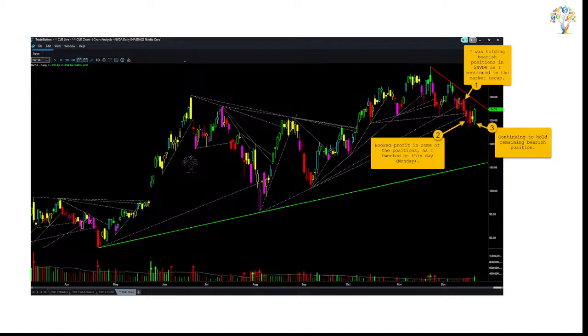In fact, I had multiple Nvidia positions, and see how I am managing it. I had short position using stocks. I had short position using long put, and I had short position using long put vertical. On Monday, when I decided to book profit, I booked profit in the long put first, then I also booked profit in the short stock position. I am now holding only the long put vertical bearish position in Nvidia, and that expiry I chose to be after the new president's inauguration.